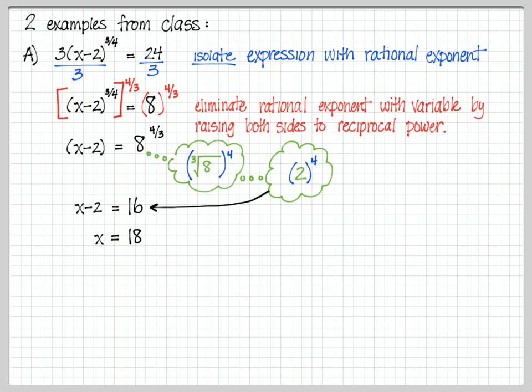Now we're not done with this problem because you always have to check your solutions. So we take the 18 and we plug it back into the very beginning of the problem here. We plug in 18 minus 2, we take the 3/4 power times 3, and we do in fact get 24, and so we checked our solution and it is 18.